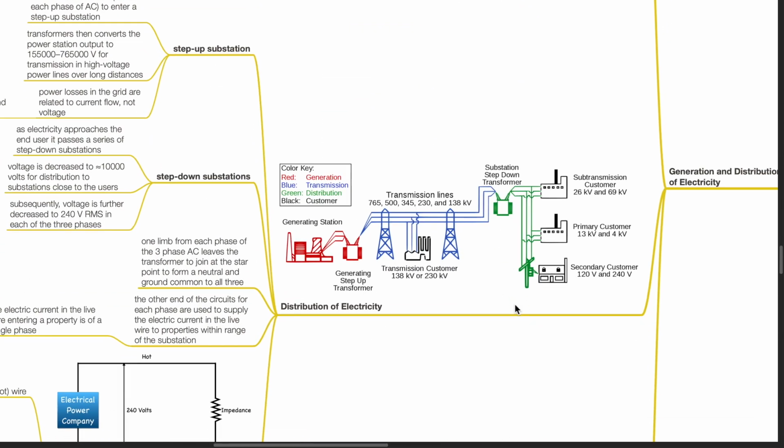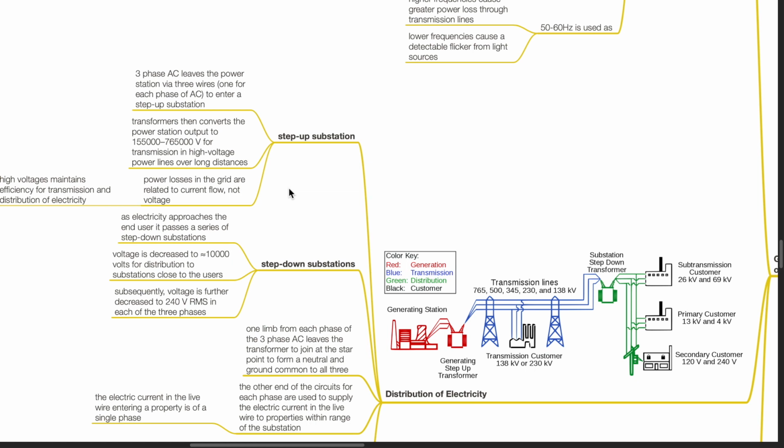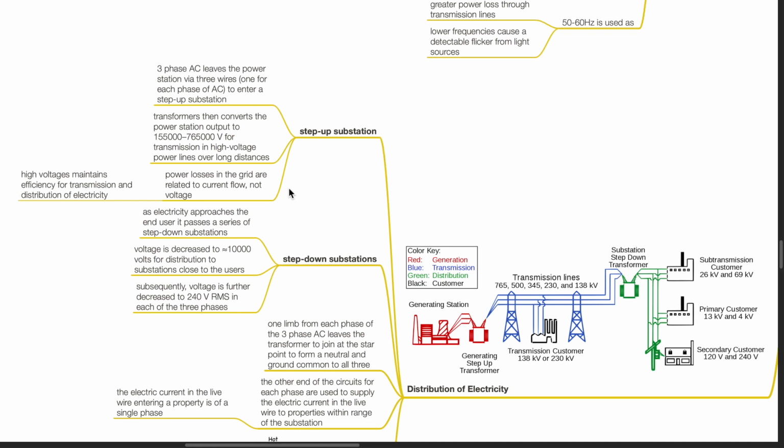Distribution of electricity. Three-phase AC leaves the power station via three wires, one for each phase of AC, to enter a step-up substation. Transformers then convert the power station output to 155,000 to 765,000 volts for transmission in high voltage power lines over long distances. Power losses in the grid are related to current flow, not voltage. High voltages maintain efficiency for transmission and distribution of electricity.